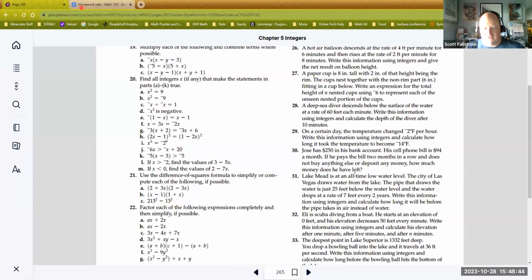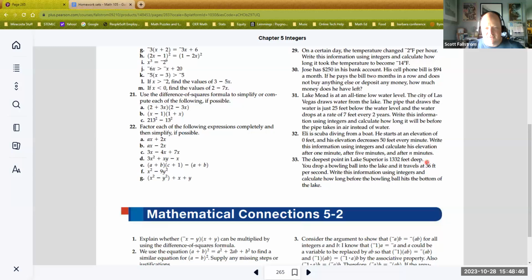33. All right, so the lowest point of Lake Superior is this deep. You drop a bowling ball in the lake and it travels 36 feet per second. Write the information using integers. Calculate how long before the bowling ball hits the bottom of the lake. Wow. So 1,300 feet deep is pretty big, right? So again, think about 36 feet every second.